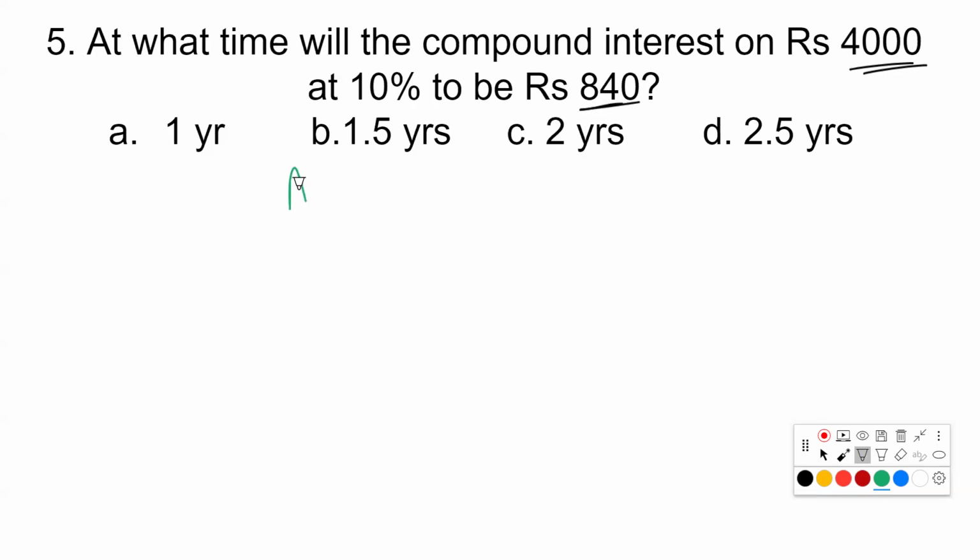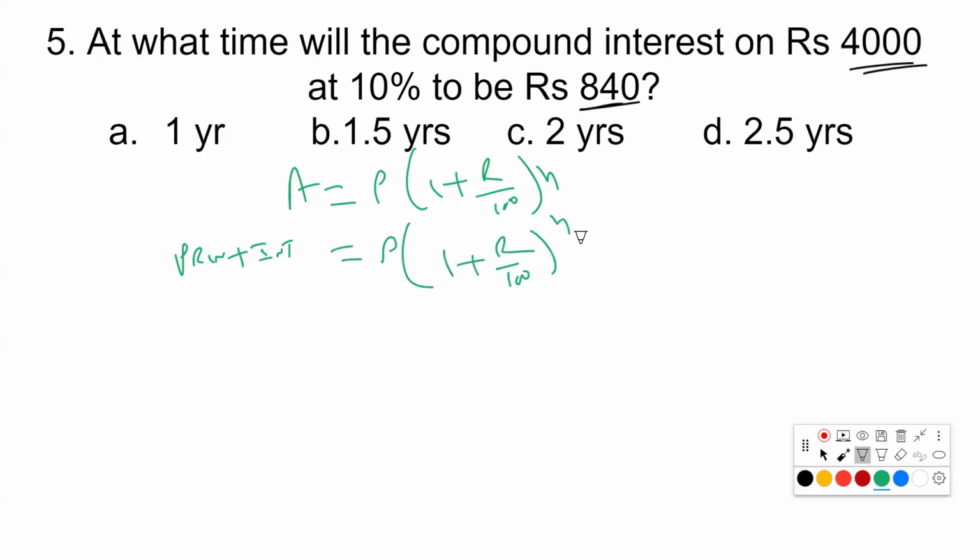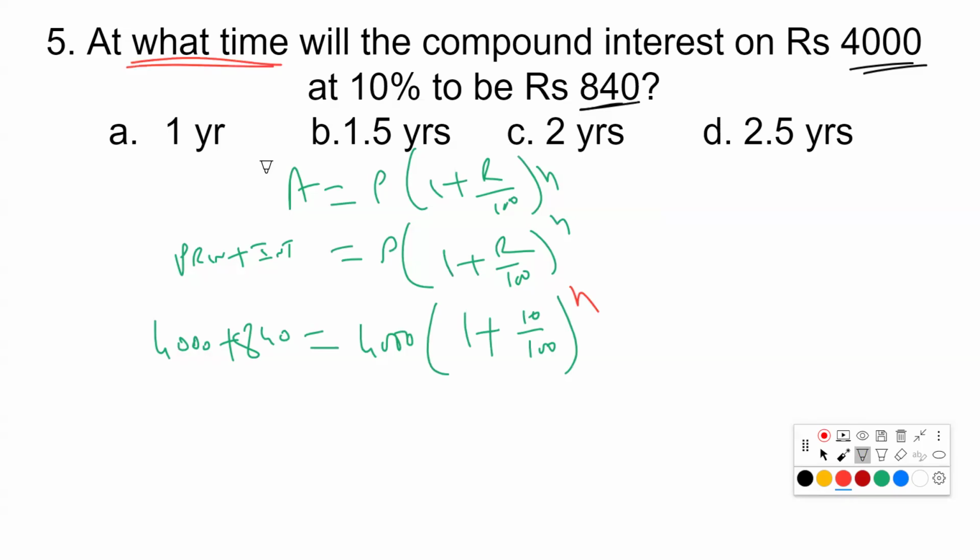So what is amount? Amount is equal to P into 1 plus R by 100 power n. What is amount again? Principal plus interest is your amount. So it is the same as P into 1 plus R by 100 power n. Now substitute: what is principal here? 4,000. What is interest here? 840. This is the same as 4,000 into 1 plus 10%. So the only thing not known to you is n. Yogi, 4840, not... Acha, you are telling me what the amount is. Okay. So now calculate time.